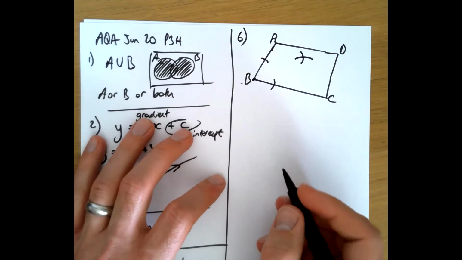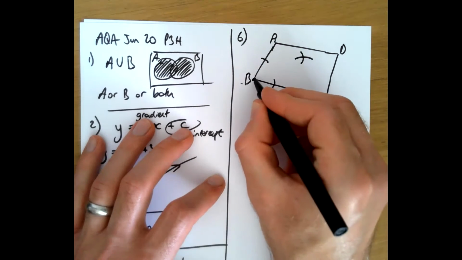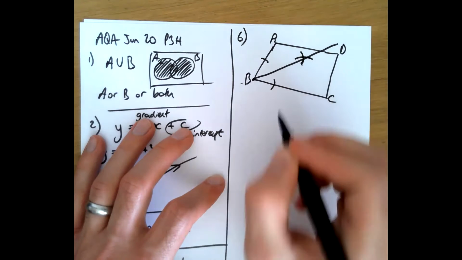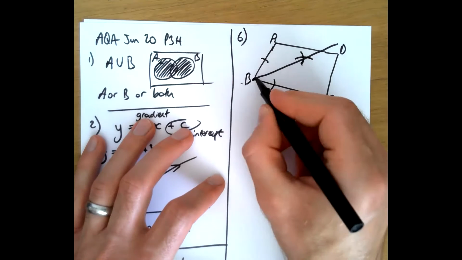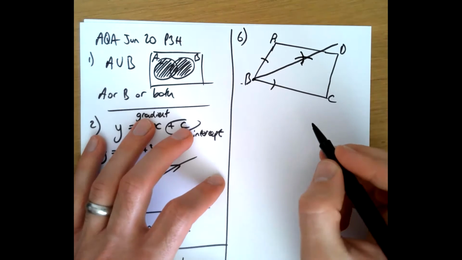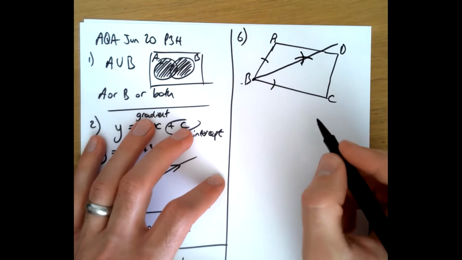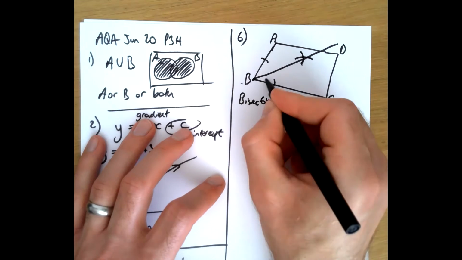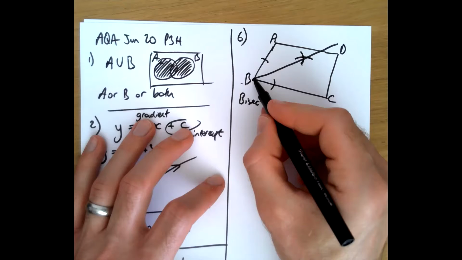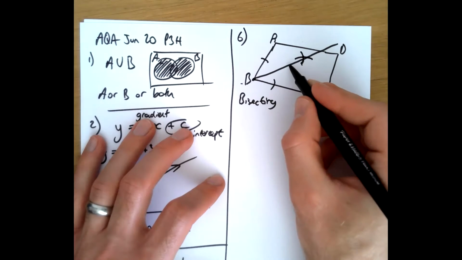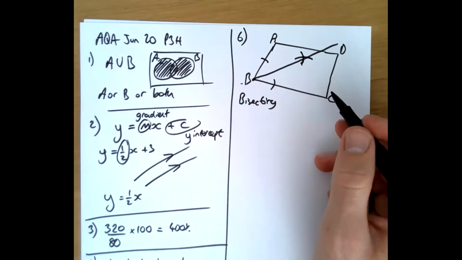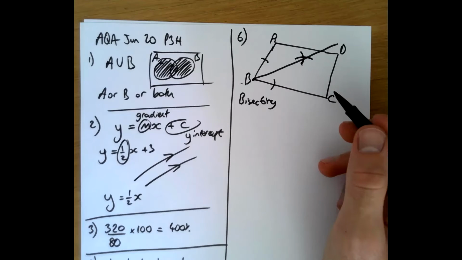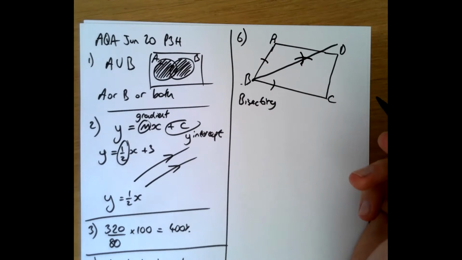You can then get yourself a ruler, and I mean that's terrible, but hopefully you get the idea. You go straight through that point of your cross, and that's called bisecting. So we've basically split this angle exactly in half. So anywhere on this line, you are the same distance from BA as you are from BC.